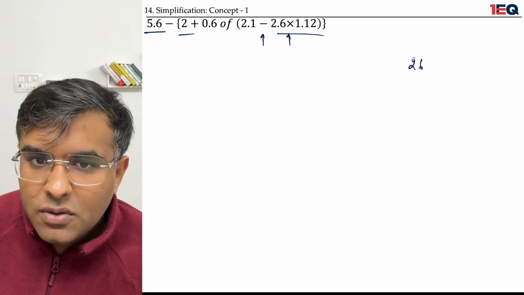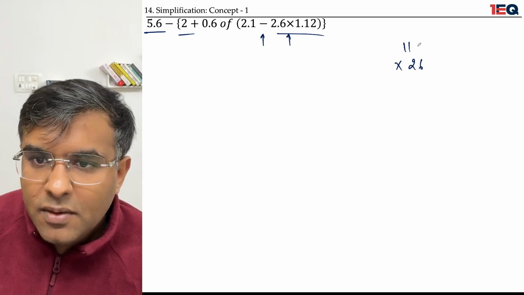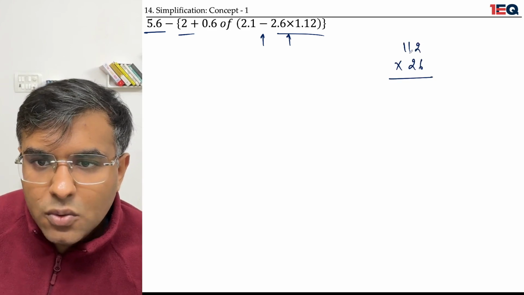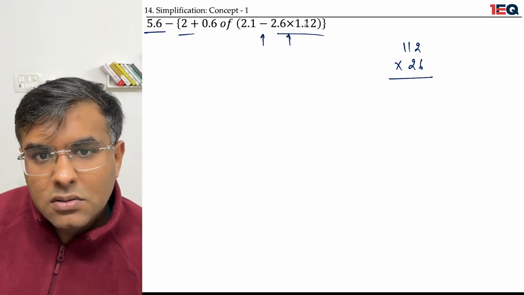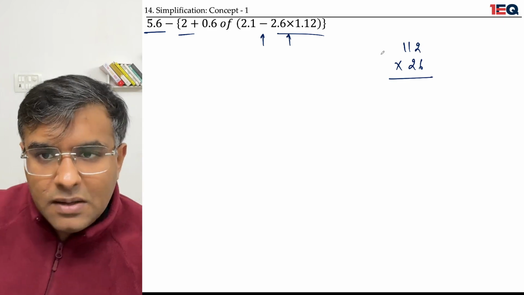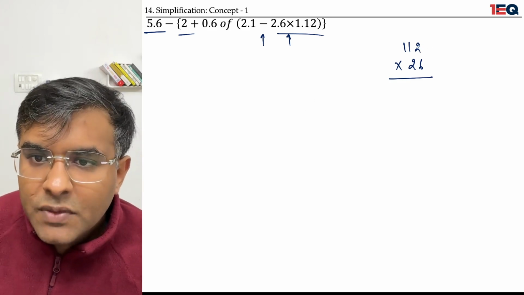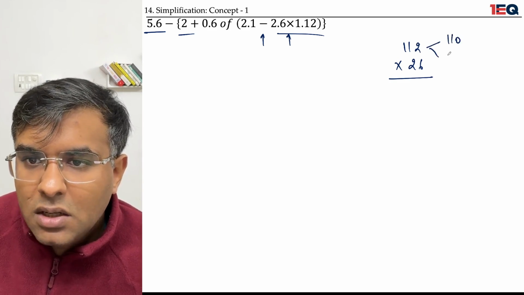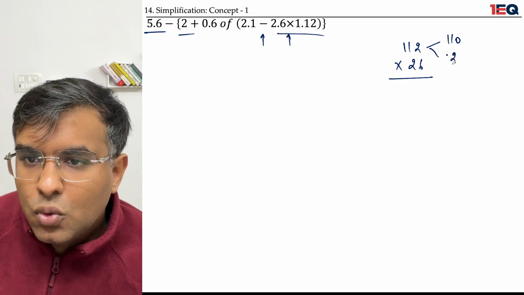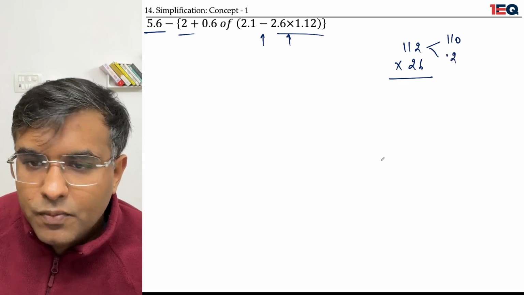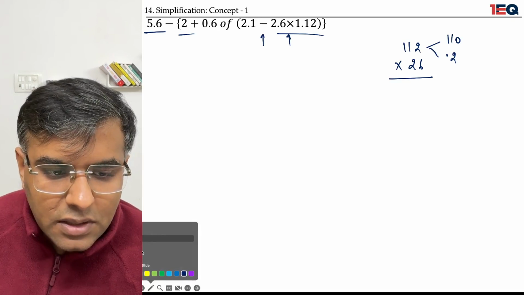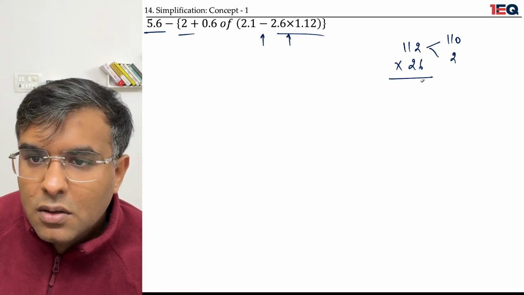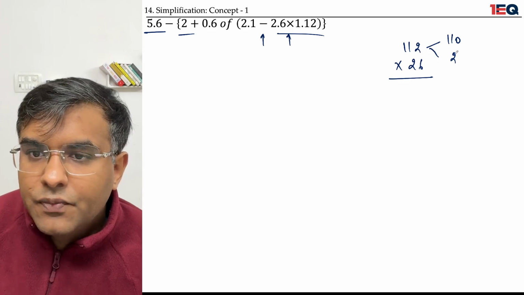Now what I have to do is 26 multiplied by 112. What I'll do is forget all the decimals in the question. I'll make them reappear later. Okay, so 112, I can split it into two parts: 110 and simply 2. This decimal need not be here.